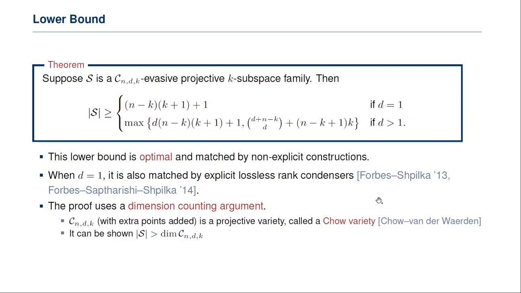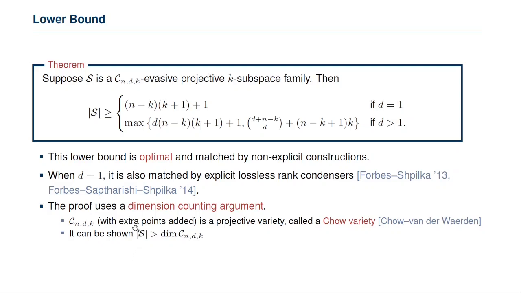And then it can also be shown that the size of S has to be greater than the dimension of this Chow variety. The intuition here is that if the size of S is too small, then we can find an adversary variety in the set C and dk that evades every k-subspace in S, but this would contradict the assumption that S is a variety evasive subspace family.